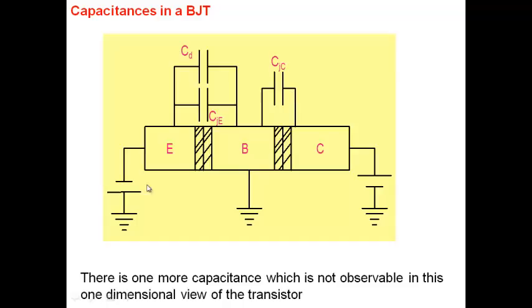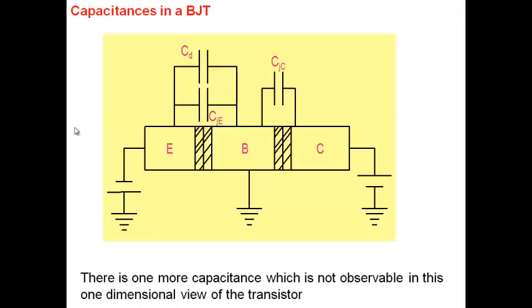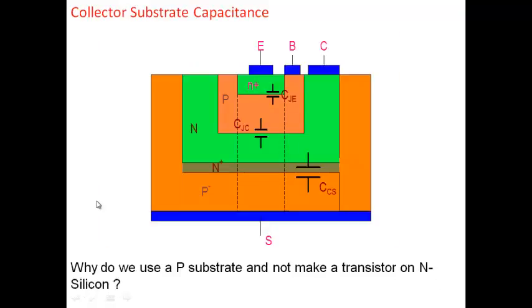And there's one more capacitance which is not visible here in this particular model. Let's come back to this picture that I had put right at the beginning of our discussion of the bipolar transistor. We had said that this is a simplified, one-dimensional schematic. Your bipolar transistor is more like this here. So let's look at this particular picture.